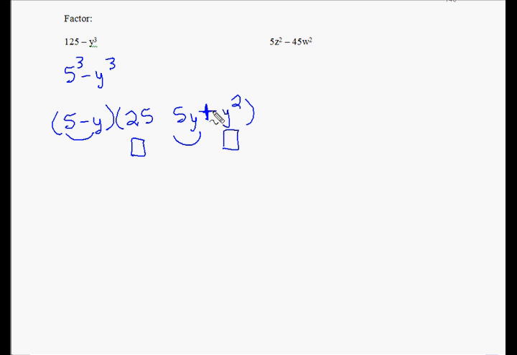The last sign is always a plus, and this other sign is the opposite of what you started with. So here we had a minus, now we have a plus. And that's how you factor the difference of cubes.